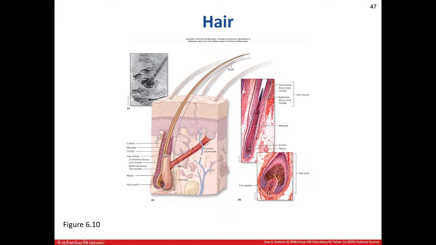Then lastly over here we have the erector pili muscle, which pulls on the hair follicle to make the hairs stand up. And then just while we're on the topic, you're also going to find with the hair follicles, right here is a sebaceous gland, and the sebaceous glands secrete their product into the hair follicle, and then it comes through the hair follicle out to the skin surface.